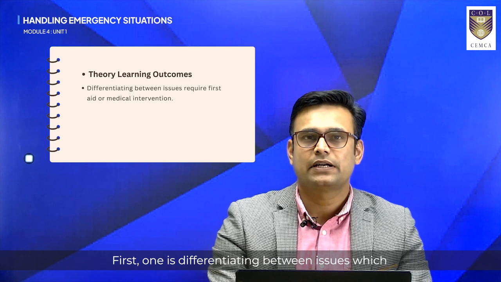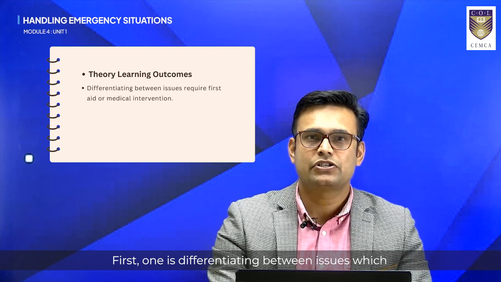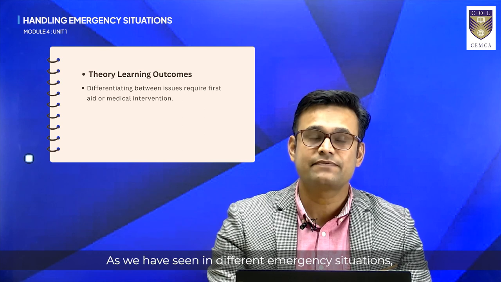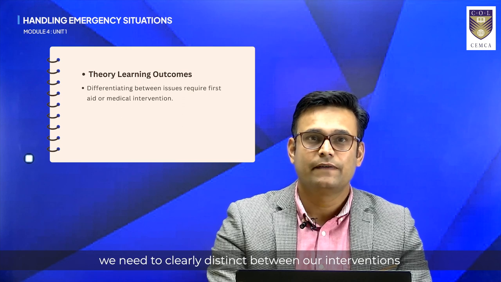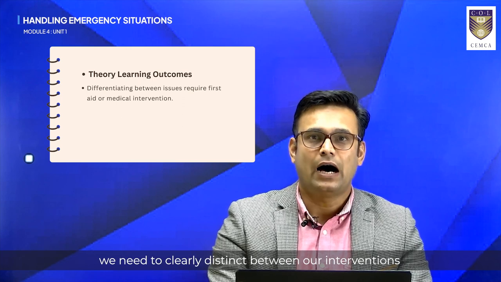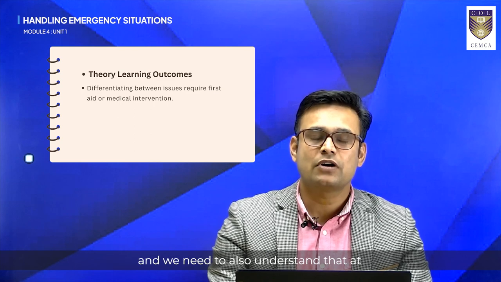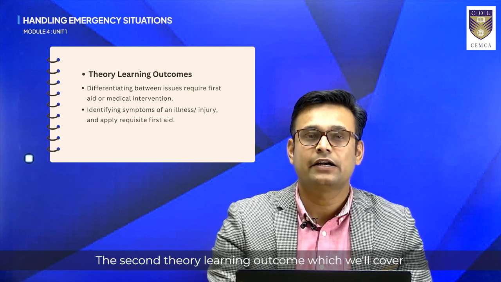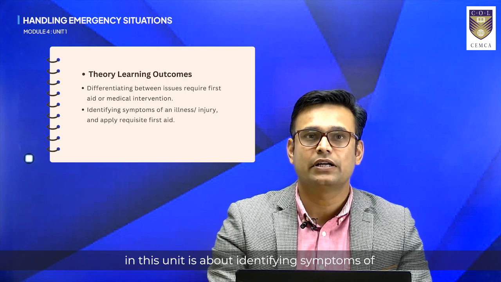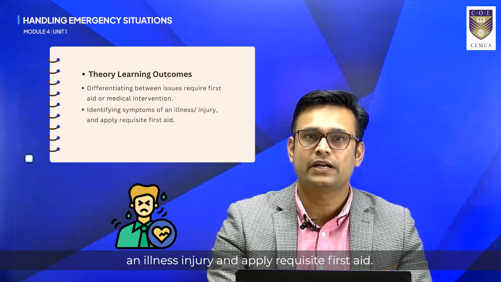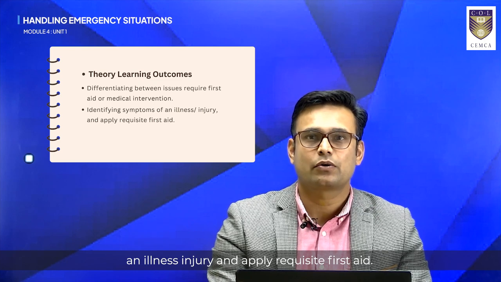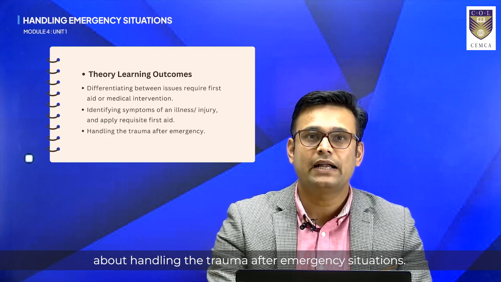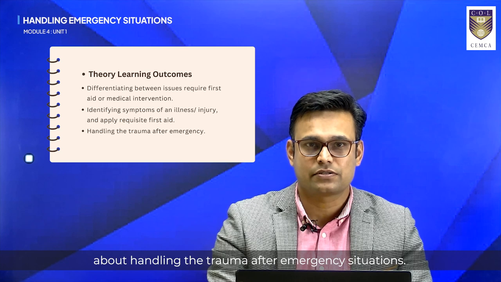First one is differentiating between issues which require first aid or medical intervention. As we have seen in different emergency situations, we need to clearly distinguish between our interventions, and we need to also understand at which point a medical intervention is required. The second theory learning outcome is about identifying symptoms of an illness or injury and applying requisite first aid. The third theory learning outcome will be about handling the trauma after emergency situations.